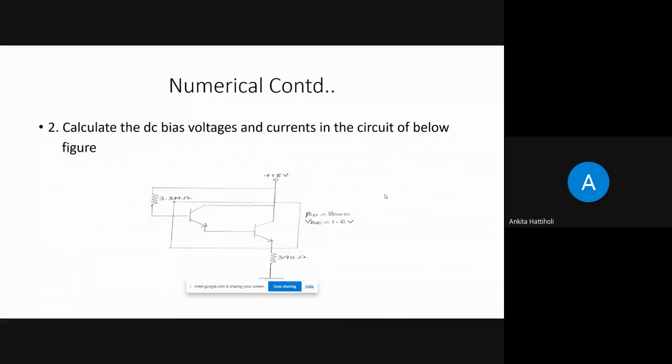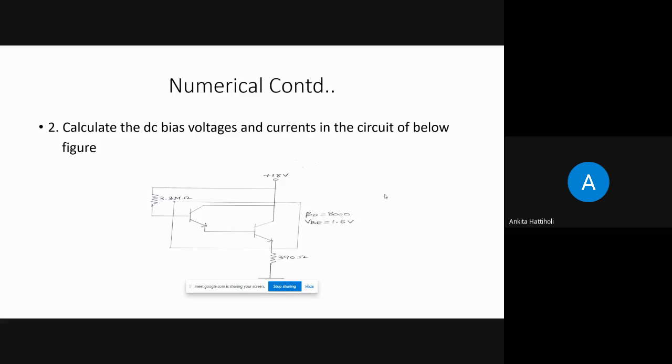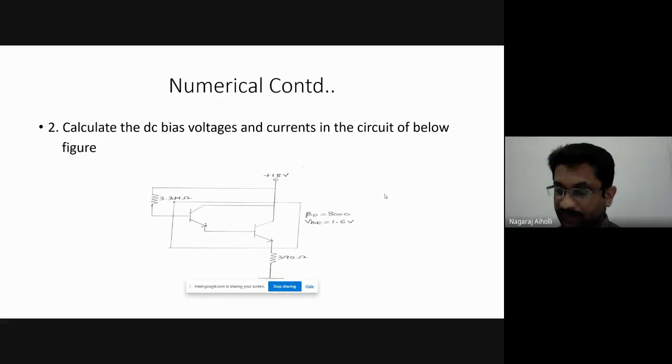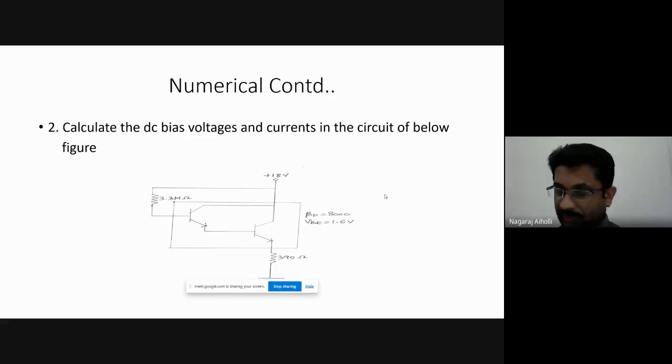Sir, solve. Yes, how much are you getting, Ankita? Sir, 2 minutes, I'm solving it. How much? Ankita, how much is the answer? I'm calculating it, 2 minutes. Okay, take your time. Be a little bit fast.